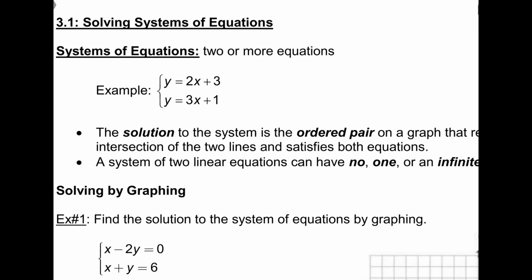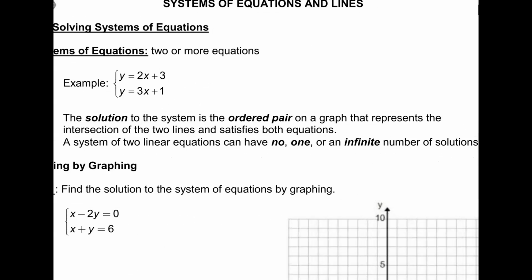It's literally 2 or more equations. So one example is y equals 2x plus 3 and y equals 3x plus 1. That's a system. It's literally 2 equations. The solution is going to be the ordered pair that represents the intersection of these 2 lines, and it satisfies both equations, meaning I have an xy pair that I could plug into the first one and the second one, and they both work.